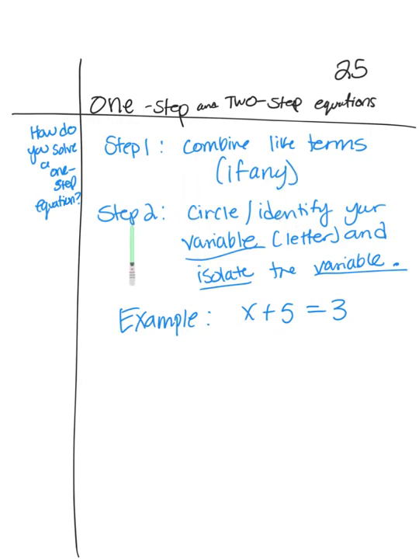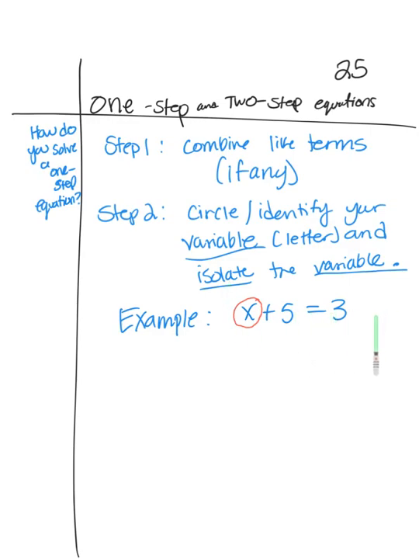Now we just look at step 2. It says circle, identify your variable, which is the letter, and isolate the variable. A lot of you are probably looking at isolate the variable and you don't know what I mean. But once I show it, you'll see. So here's my variable. My variable is x. So I circled it. Now, ask yourself, what is keeping the x from being by itself? That is what isolating the variable means. You're trying to get the letter or the variable by itself on one side of the equal sign.